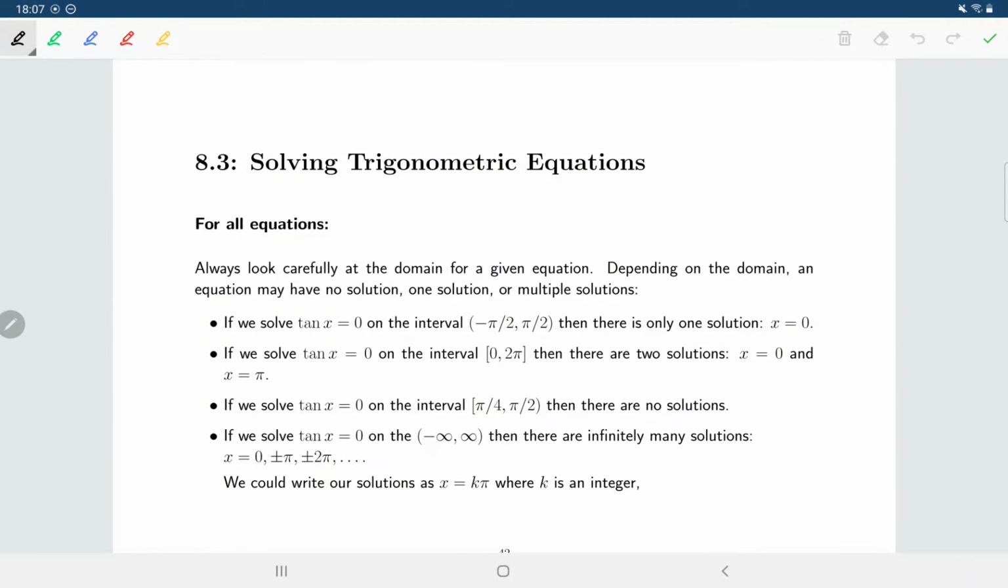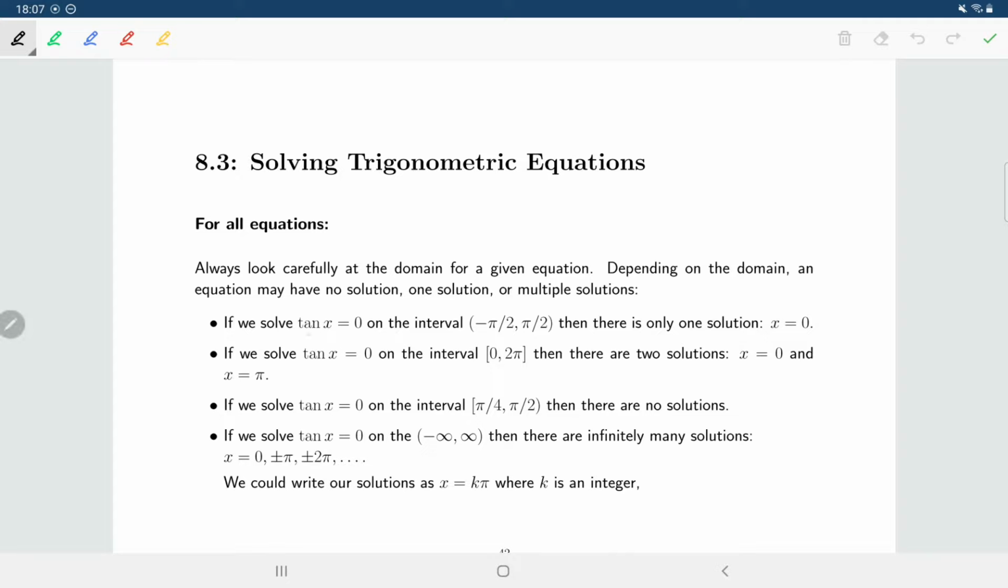Welcome back. In this section, we're going to be looking at solving trigonometric equations. That would be equations with one or more trig functions in them. We've already looked at solving inverse trigonometric equations, and here we're going to do some similar things. One thing that we'll have to be particularly careful about is to pay attention to whatever the interval is that we're looking for our solutions.